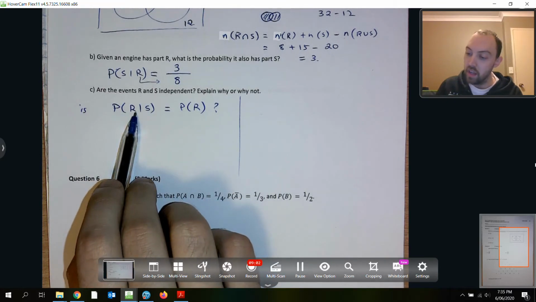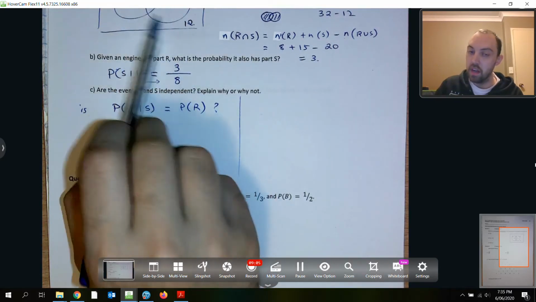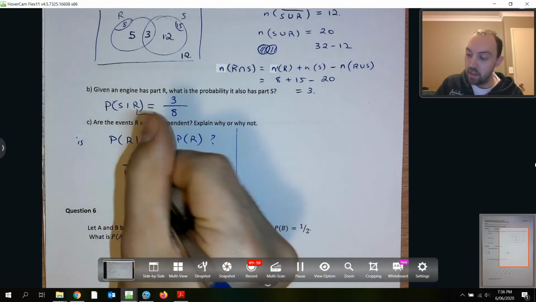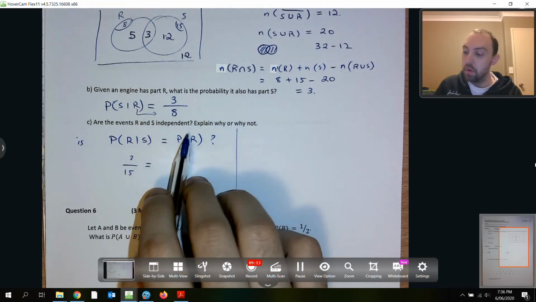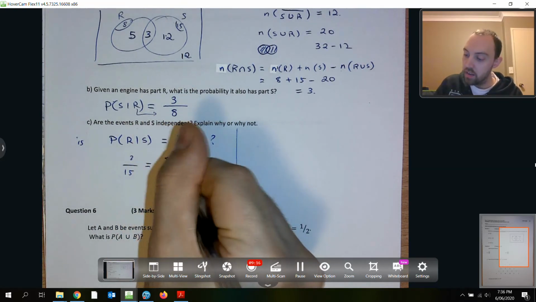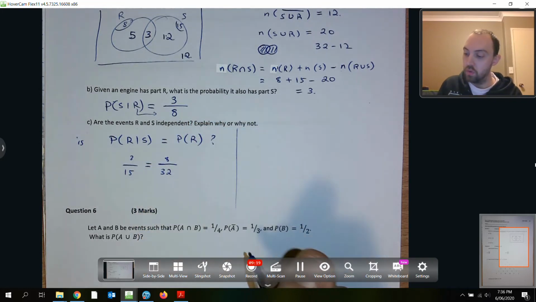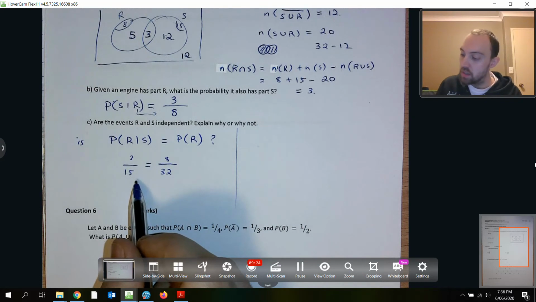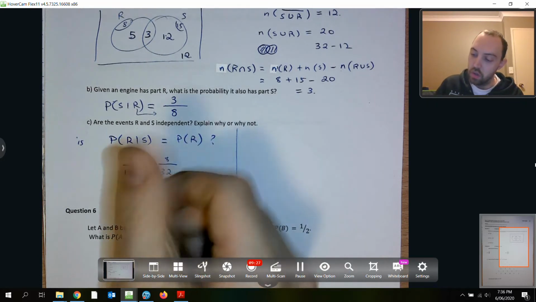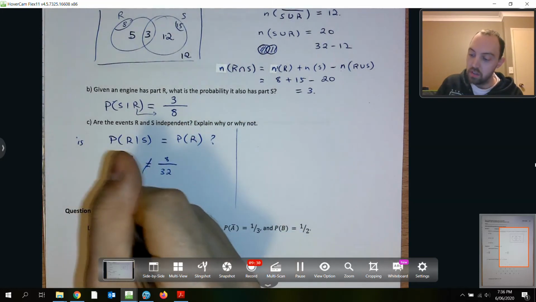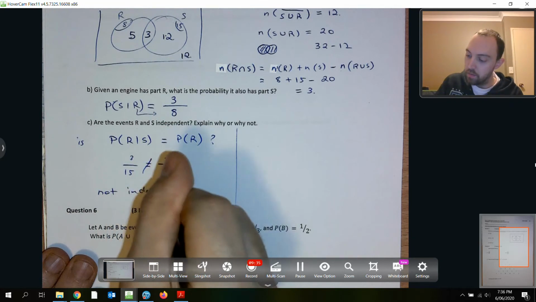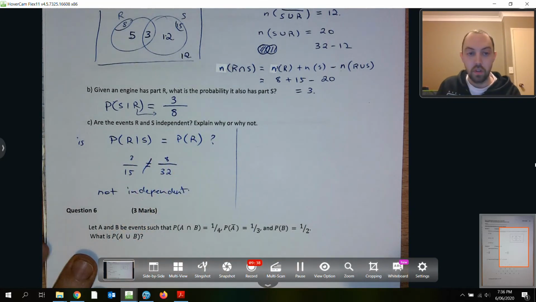Probability of R given S is equal to the probability of R if they are independent. So we should be able to figure out both of these. Probability of R given S. Alright, well, given S means it's out of 15 here. How many of them are R? Well, that's 3. Probability of R is 8 out of 32. Do these match each other? I'm pretty sure they don't. So they are not equal, which means they are not independent. That's all we need for this question.